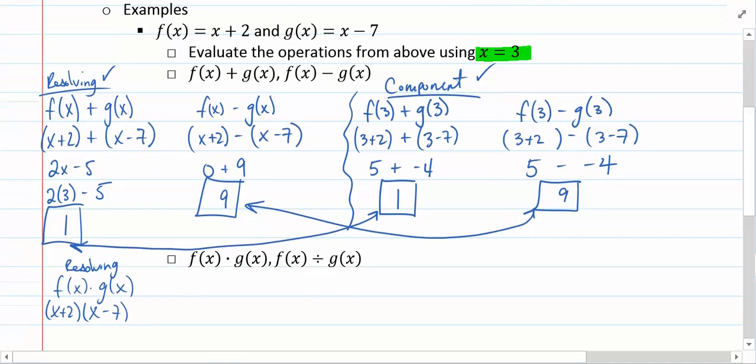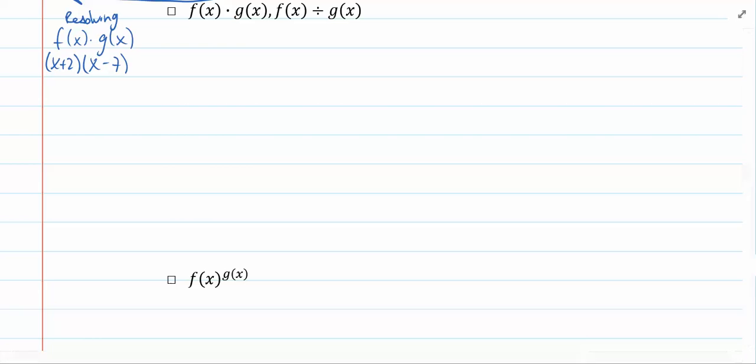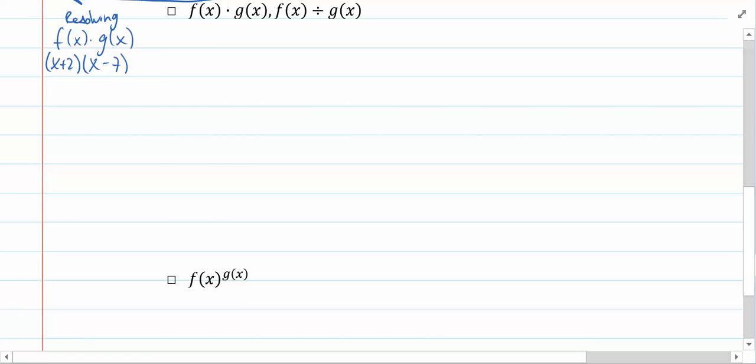Now, fortunately, we can complete this calculation. X plus 2 times x minus 7 requires us to FOIL. So that's an x squared plus a negative 7x plus a 2x minus 14. This reduces to x squared minus 5x minus 14.